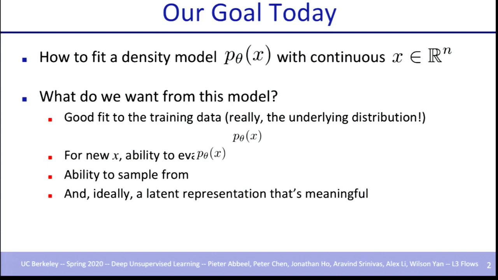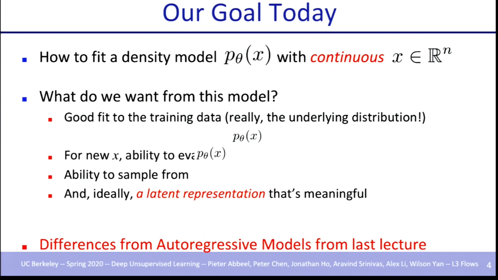What is different here from what we covered last lecture? Last lecture we covered also likelihood models. We also wanted to sample. We also wanted to be able to evaluate the probability of a given sample. What's different is x is going to be in a continuous space now, which was not the case last time. And there's a little more emphasis on also finding a latent representation. Last time we found at the end that maybe with Fisher scoring we can find a latent representation, but it wasn't very directly built into the model. So here we're going to hopefully find one that's more directly built in.